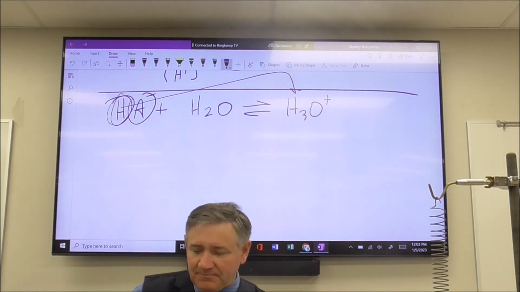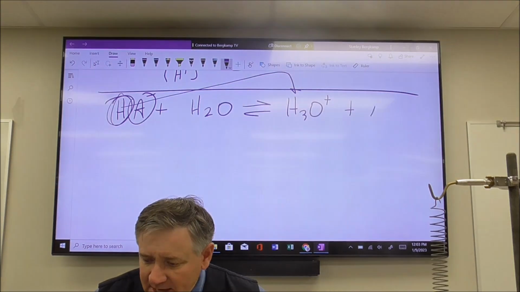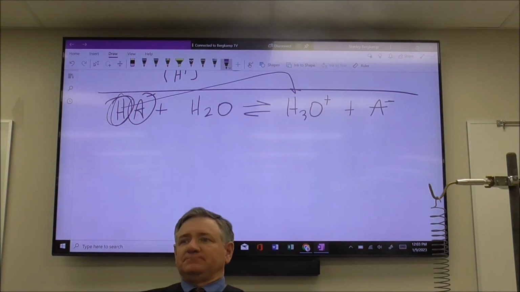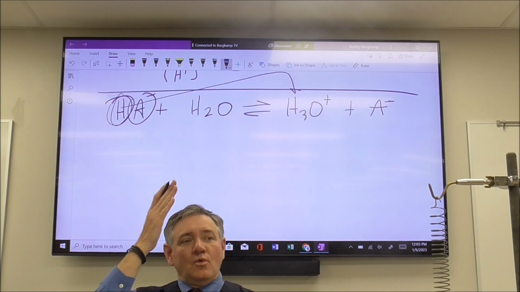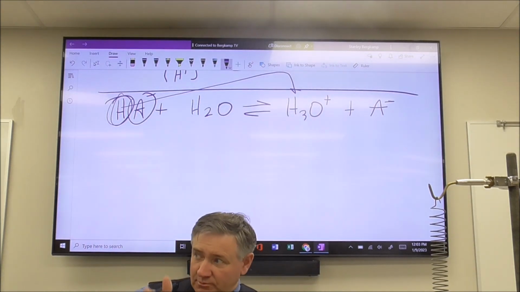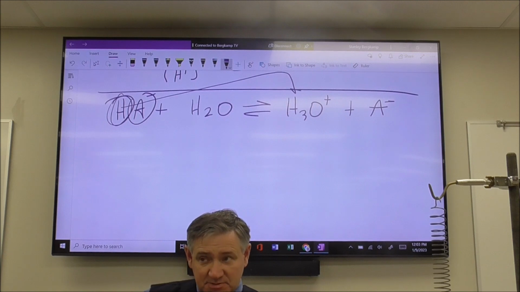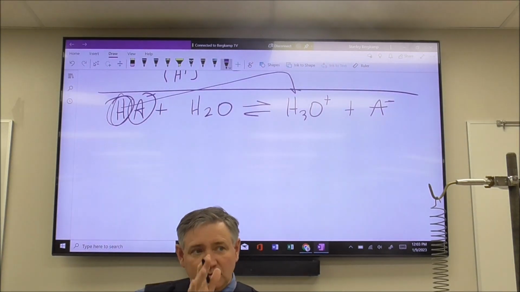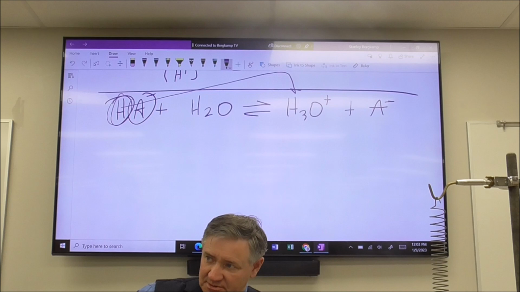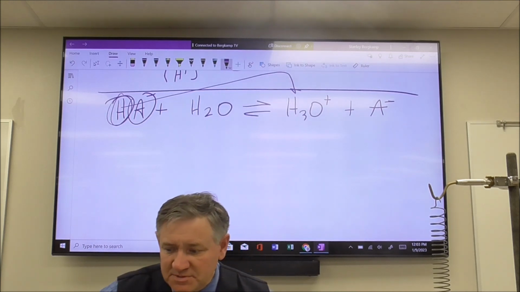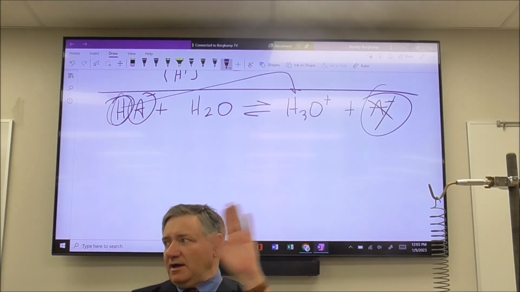Form hydronium ion. And then the anion is going to be left behind. Okay? So what's important when you work with pH probes, and you're going to spend a lot of time working with pH probes, you have to look at what these pH probes measure. The pH probes don't measure the anion concentration.